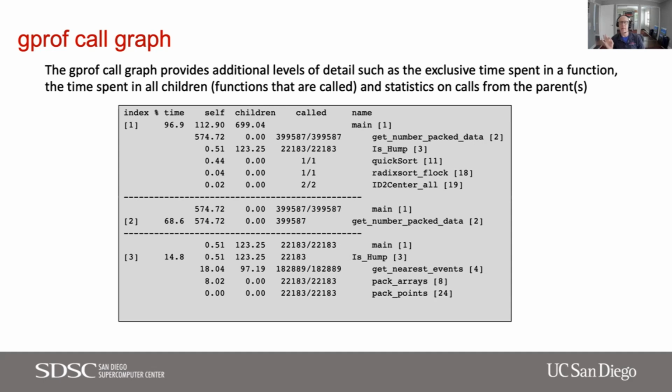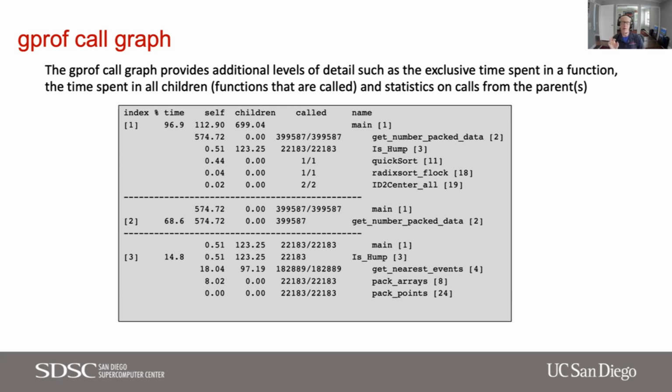You'll notice that under main, there are a number of routines that are listed, and they are indented. So that indicates that these routines are called by main, and main in particular calls get number packed data, is hump, quick sort, radix sort flock, and ID2 center underscore all. Those routines are also labeled by their inclusive runtime, so themselves and the functions they call.